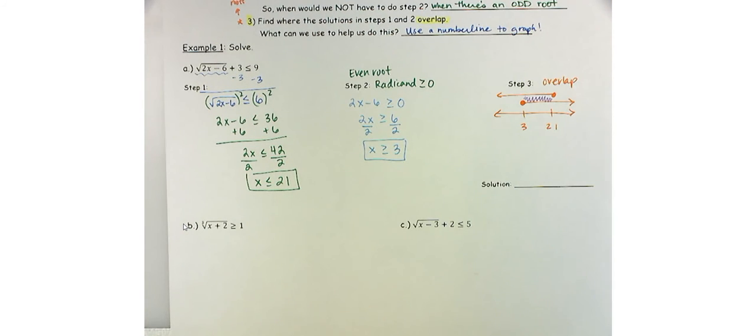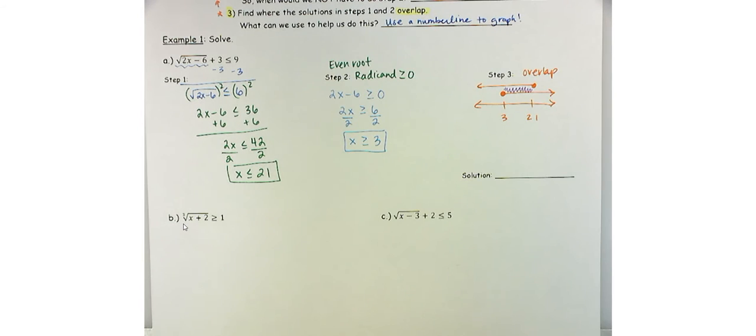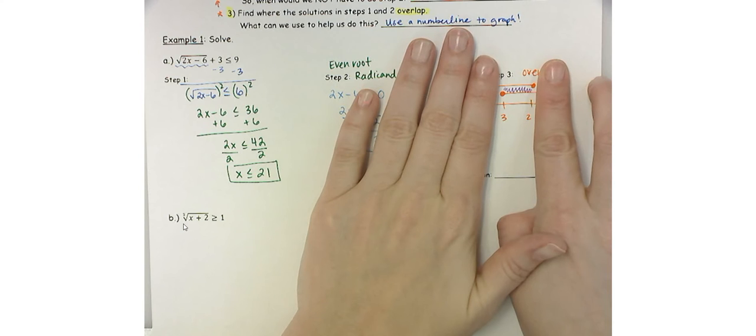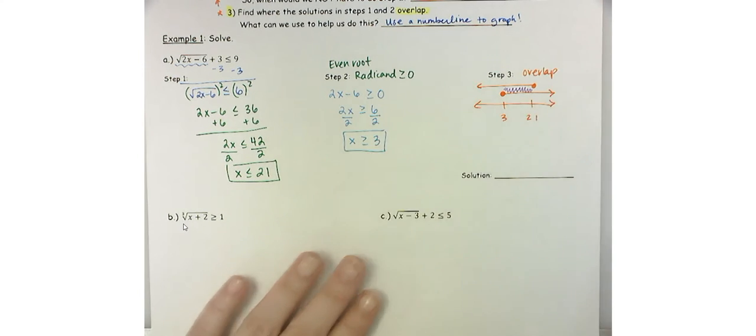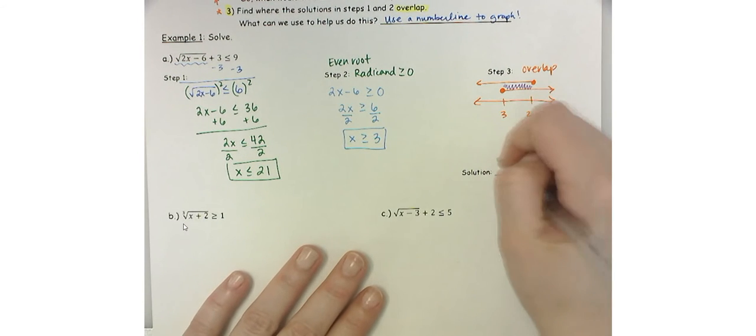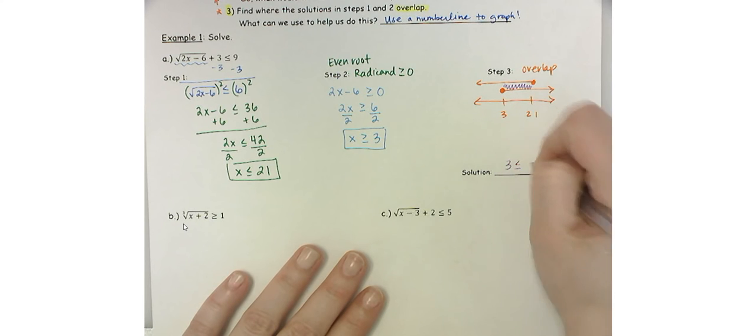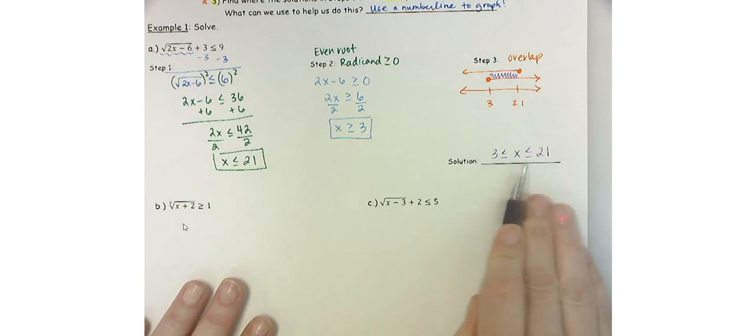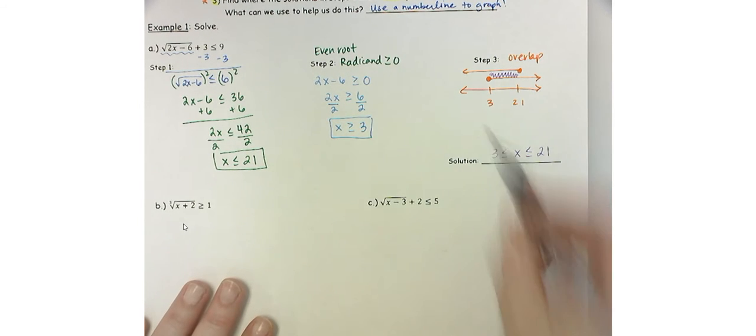Because they're both closed circles, I am going to use the less than or equal to and the greater than or equal to. Okay, so 3 is less than or equal to x, which is less than or equal to 21. That is going to be our solution. Whenever your overlap is a bar like this, you are going to have one inequality.